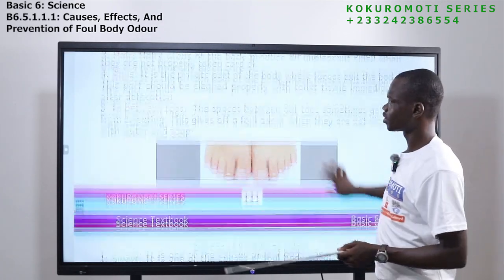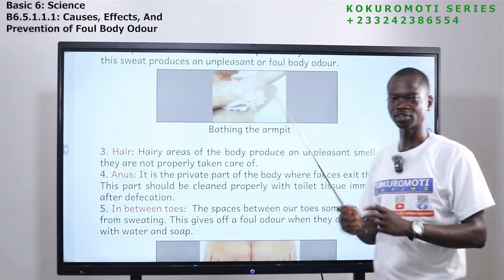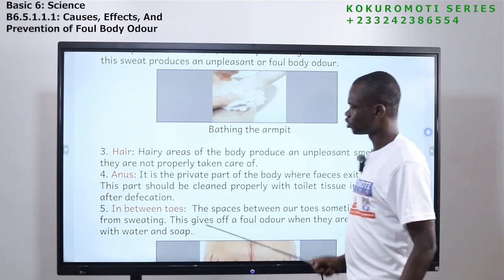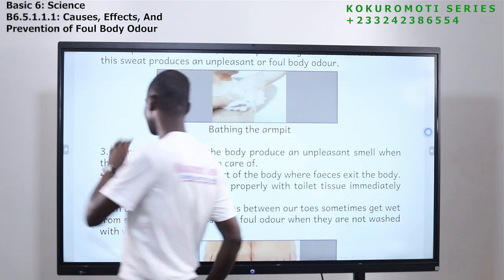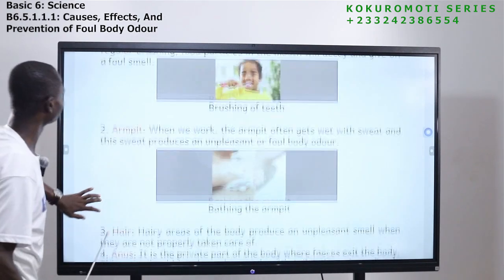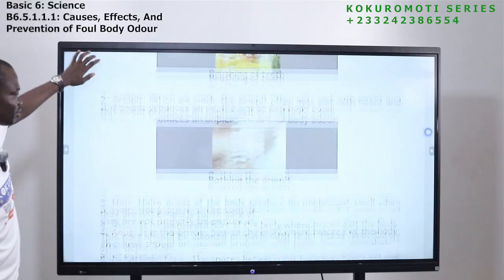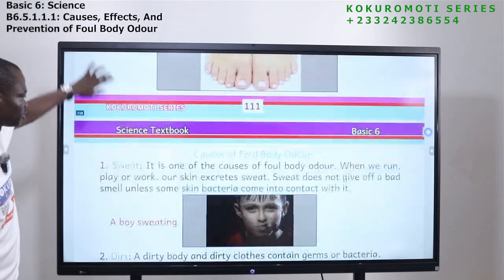Foul body odor. So if I ask you to mention some parts of the body that produce foul body odor: one, in between toes, we have two here, anus, hair, armpits, and then you have the mouth. So these are some of the parts that produce foul body odor.